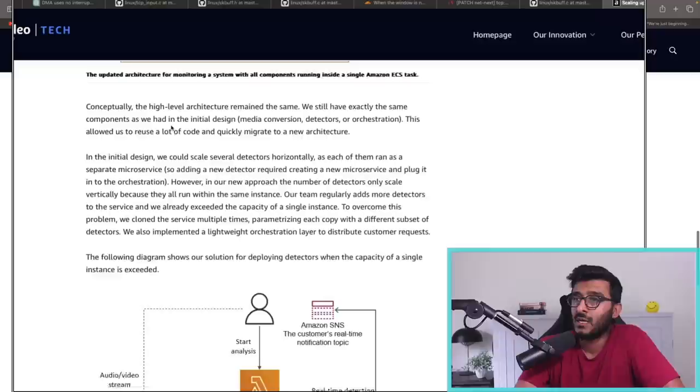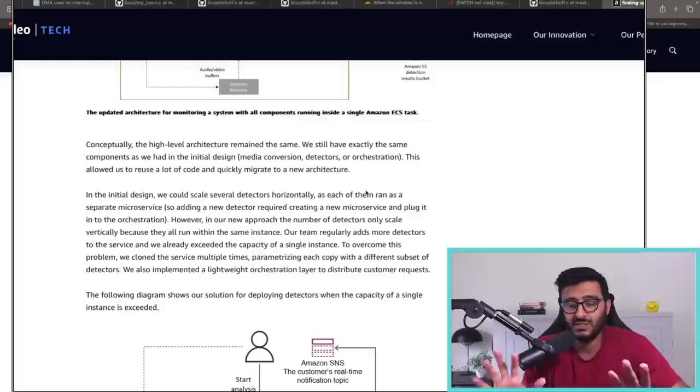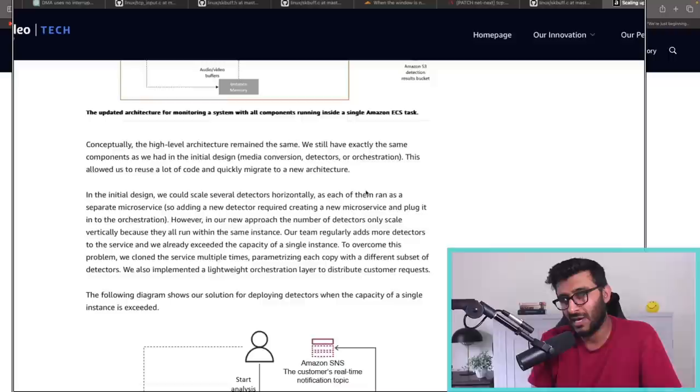So conceptually, the high level architecture remains the same. They didn't change it. That's why they wanted to keep the orchestration, just because they don't want to change the code a lot. They just changed how the orchestration components talk to each other by making it local calls effectively. And so all the components are still there.